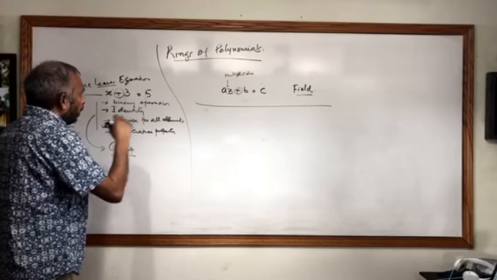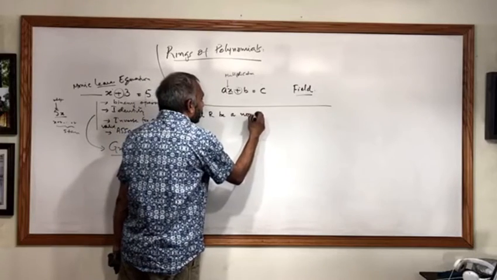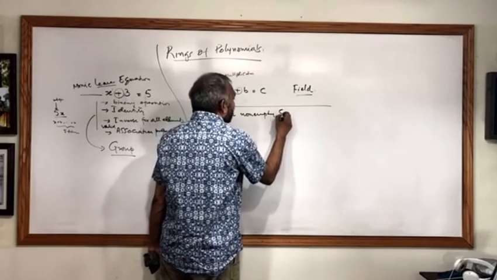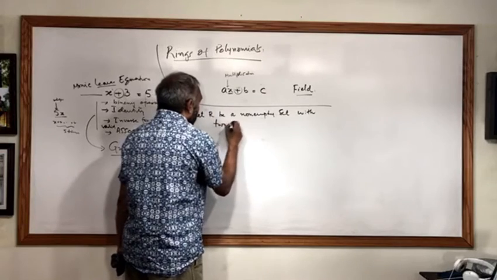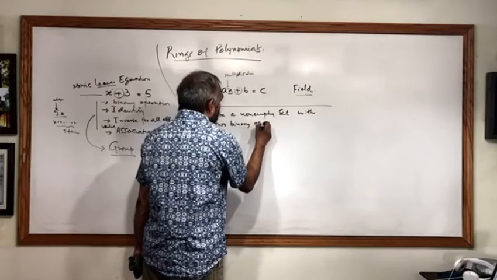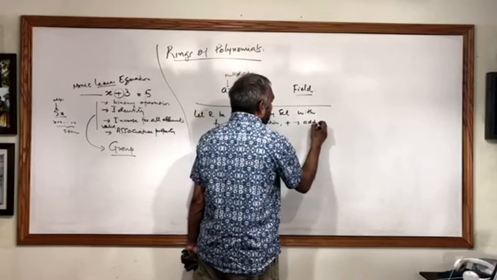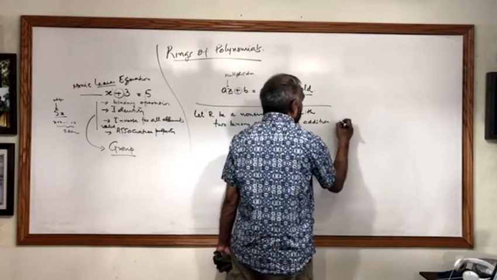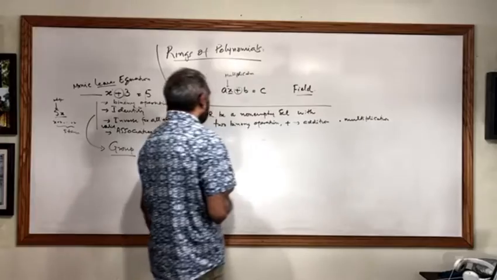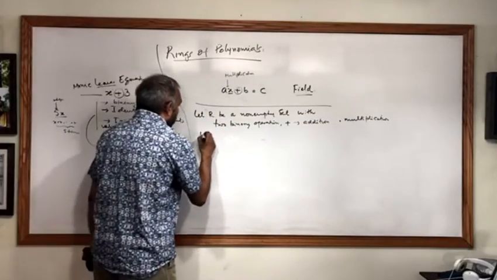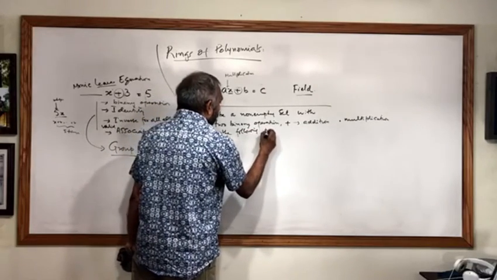First of all, let R be a non-empty set with two binary operations. We call them addition and multiplication, with the following properties.